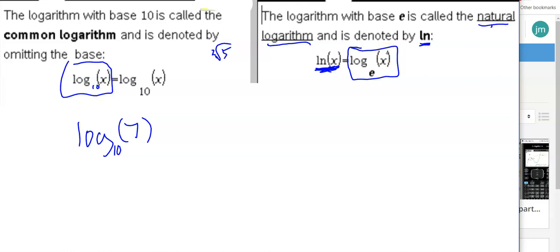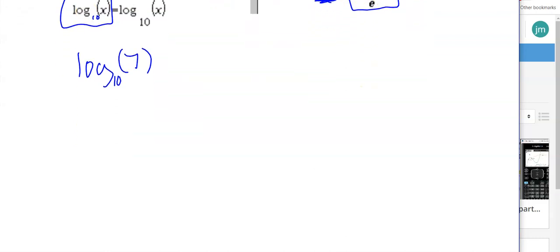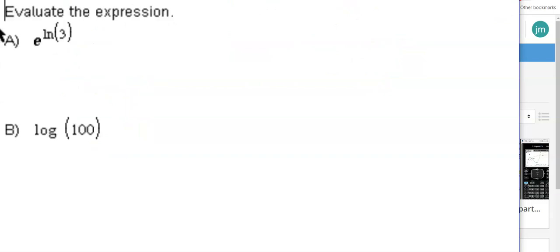In fact, there's a button on your calculator. If you use the button on your calculator that says log, it's going to be this kind, base 10. If you use the natural log button on your calculator, that is going to be base e there. So it is something that will be helpful. All the properties we learned still apply to this one.